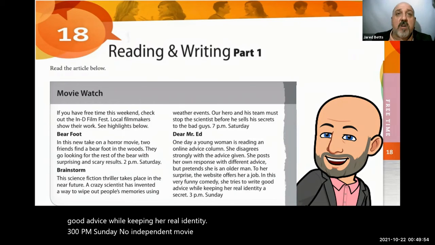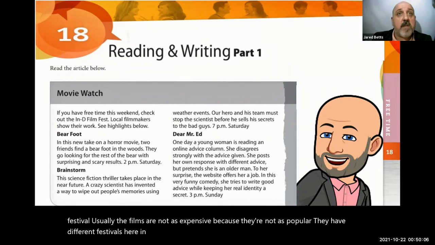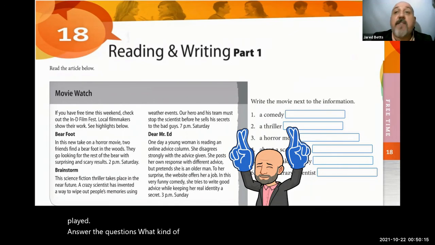Now, an independent movie festival. If you've ever had a chance to go see an indie film festival, usually the films are not as expensive because they're not as popular. They have different festivals here in Korea where they do film festivals. Go enjoy it. See what's being played. Answer the questions. What kind of movie information are you getting from each of these types?